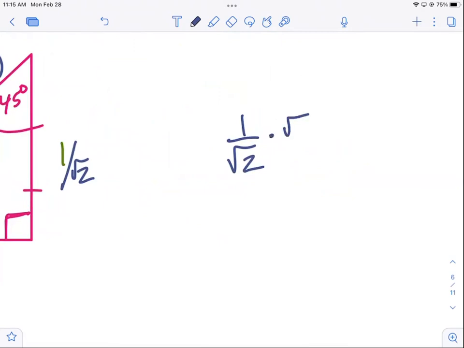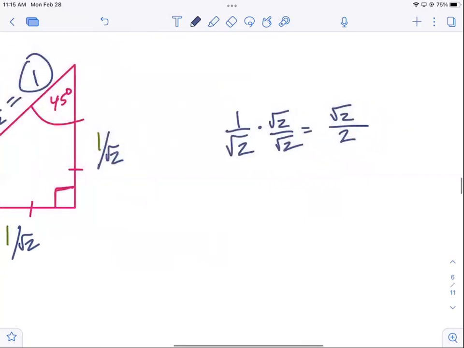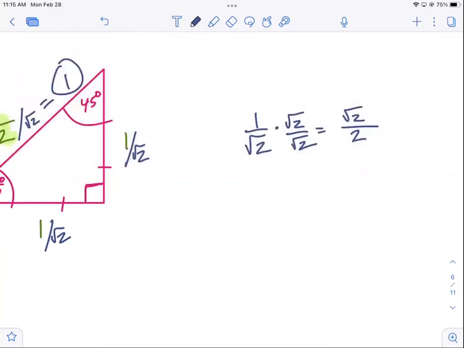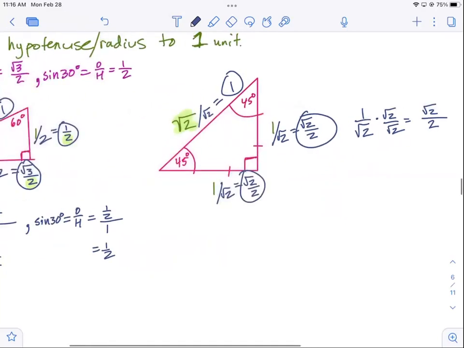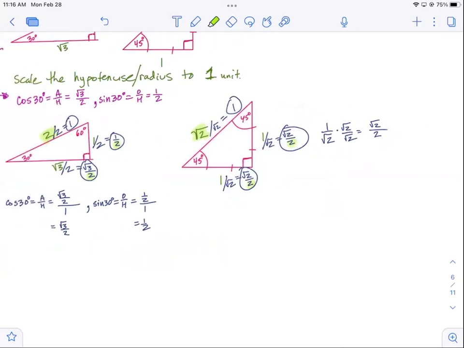Yes, let's rationalize. Multiplying by the square root of 2/2, we get square root of 2/2. So that's another version of 1 over the square root of 2. They're exactly the same. That's the version that we're going to use because it puts the denominators in the same format as the other one. And we want things to be as easy as possible for ourselves. So now when we put these 2 triangles on a unit circle, the denominators are all going to be 2. Okay.